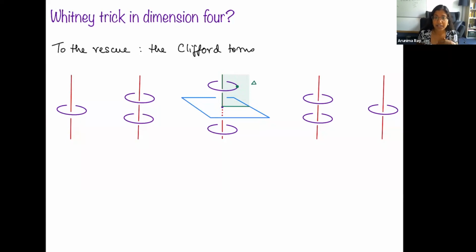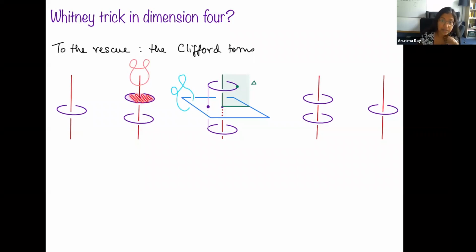So I want to do contraction, which I did in the previous video, but for that I need some caps. So where are the caps going to come from? Well, the factors of the Clifford torus were meridians of the surfaces P and Q, so they bound meridional disks for P and Q. So what do these meridional disks look like?